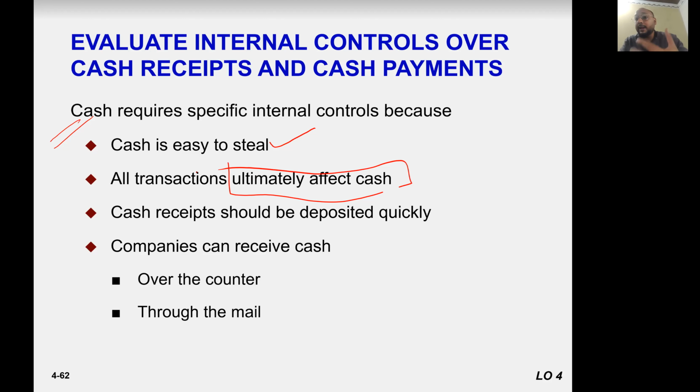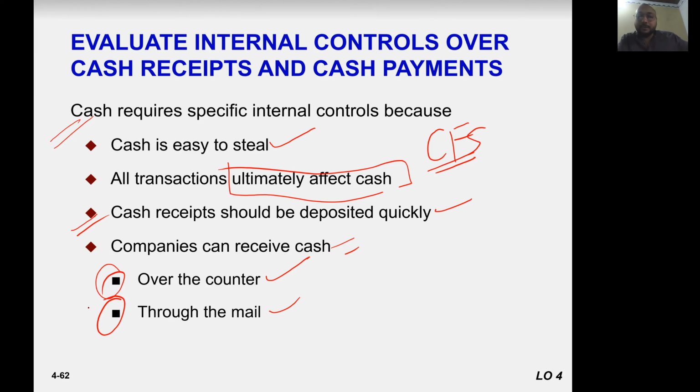So that's why we have to make another statement which is publicly required. We call this the cash flow statement. Right? It is so sensitive. So cash receipts should be deposited quickly, and companies can receive cash over the counter and through the mail. So there are two possibilities by which a company receives cash. One is over the counter, where you need to go to the counter and deposit it, or through mail. On both of these you need to establish some kind of control.